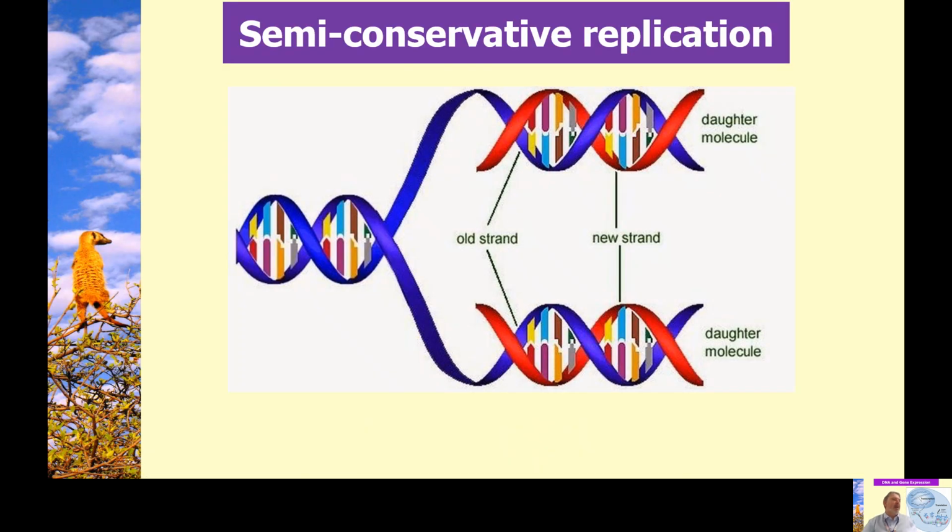Okay, so we get semi-conservative replication going on. As the DNA opens up, we can match up the base pairs with each other to make a copy. It's semi-conservative because this strand is the opposite to this one.